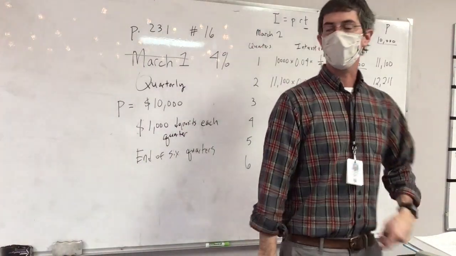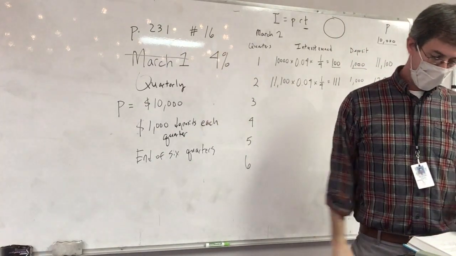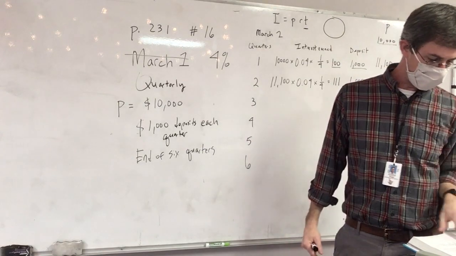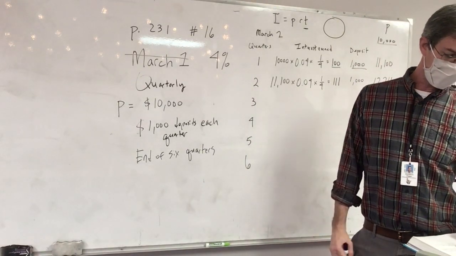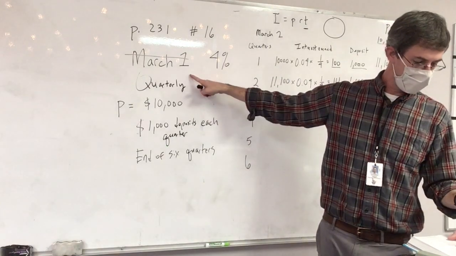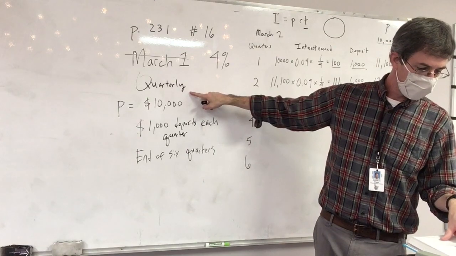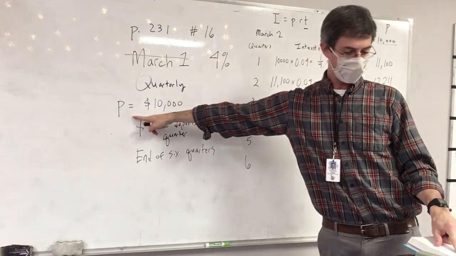All right, guys, so we're working on page 231, number 16. And it's the challenge problem that we had a couple of days ago. And it says that Winnie opened a savings account at Dallas Trust Bank on March 1st. It pays 4% interest compounded quarterly. She opens her account with an initial deposit of $10,000, so that's going to be our P.